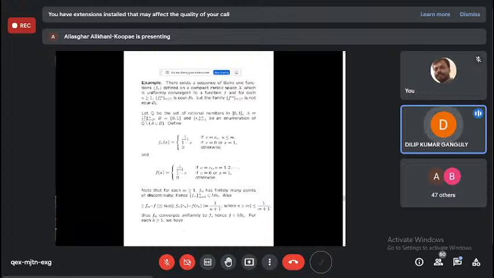Yes. That is a dynamic Darboux-Baire. I think the Baire function is a very well-behaved function, right?